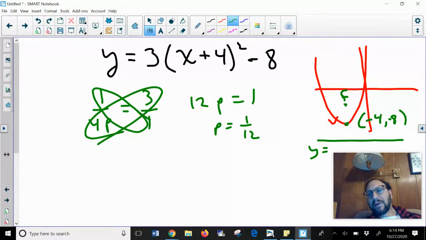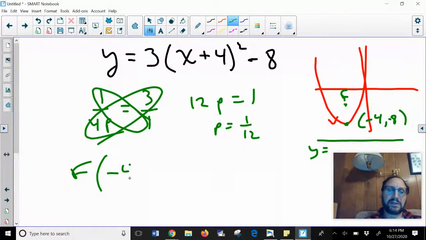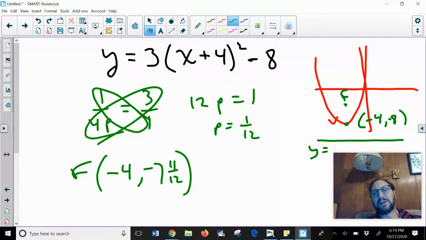So I'm going to find the focus by going 1/12 above (-4, -8), and I'm going to find the directrix by going 1/12 below (-4, -8). So first the focus, 1/12 above (-4, -8) doesn't change the x value at all. What it does is it takes -8 plus 1/12. In other words, -7 and 11/12, because we know that 12/12 is 1, so if I go up a 12th, it's going to be like that.